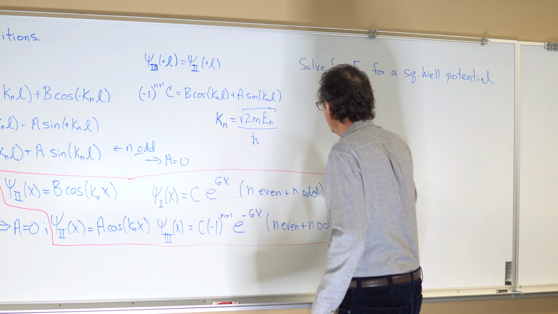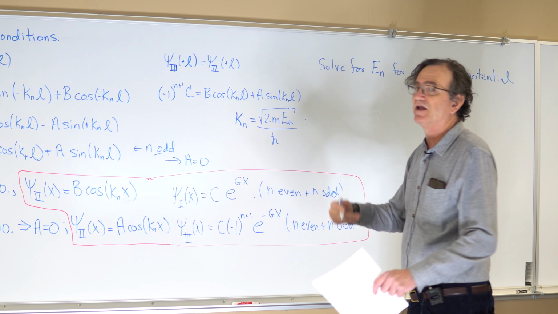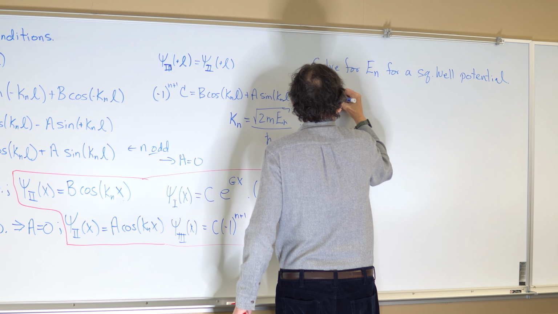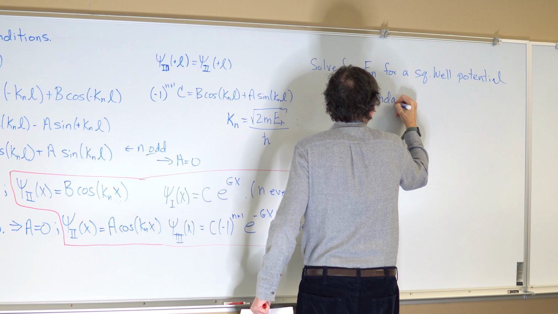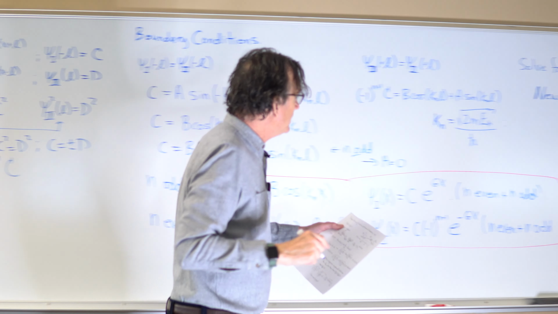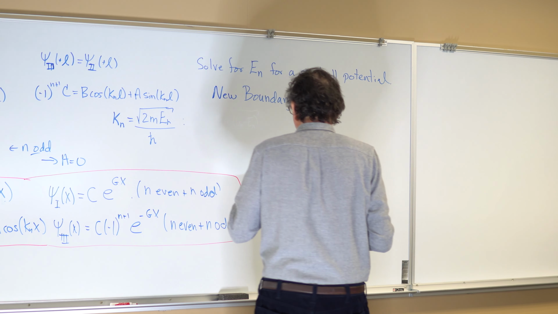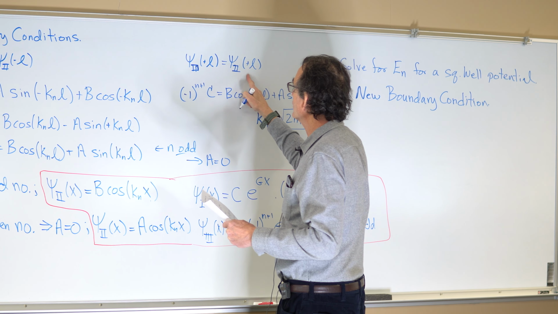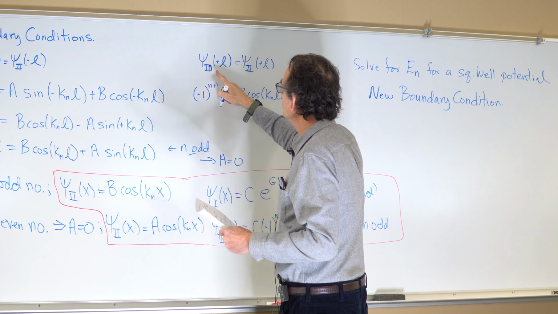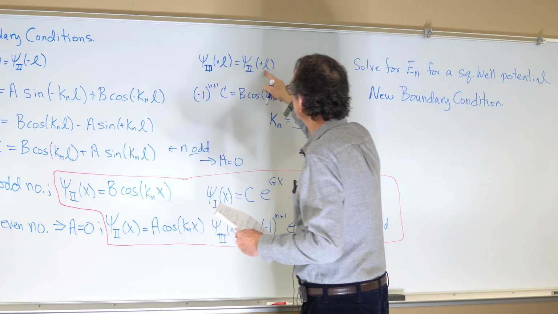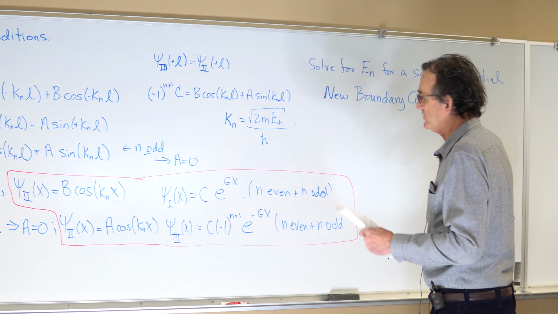Well, to solve for the energies, we need another boundary condition. So we're going to come up with a new boundary condition, and that is the following. Previously, we used the fact that the wave function was continuous across the boundaries, right? Psi, the wave function in region 3 at L, was equal to the wave function in region 2 at L, and they had to match each other.